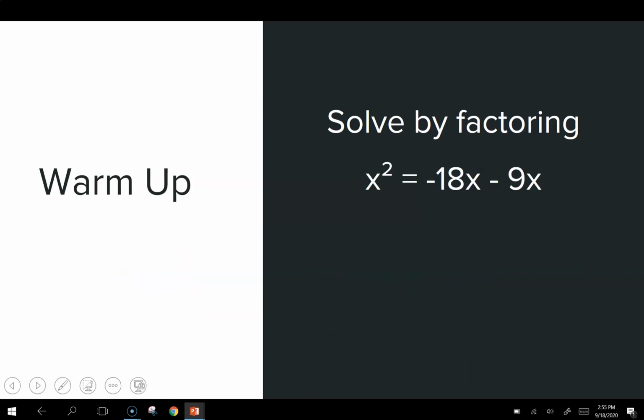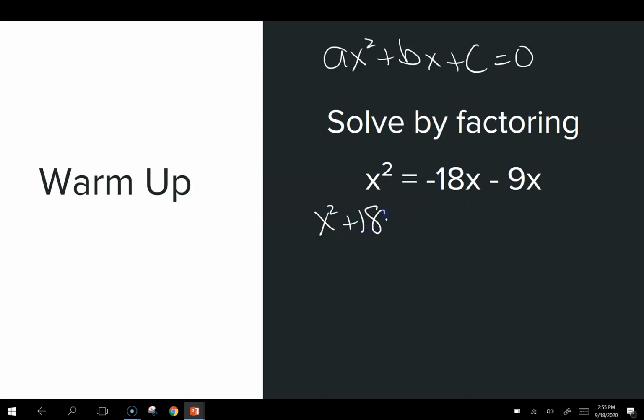Solve by factoring. Again, I see that this equation is not equal to 0, so I'm going to move everything over. We want it in standard form, so it should look like this. So I'm going to add 18x over, and I'm going to add 9x over. That leaves 0 over there. These both have an x, so this is actually going to be x squared plus 27x equals 0. All right, well, this is interesting.